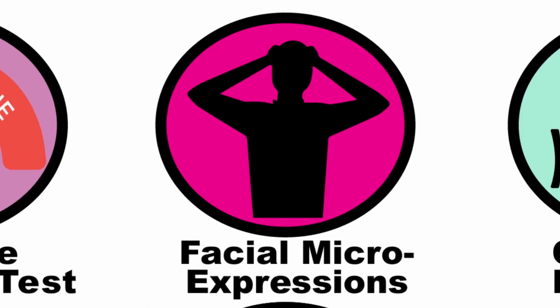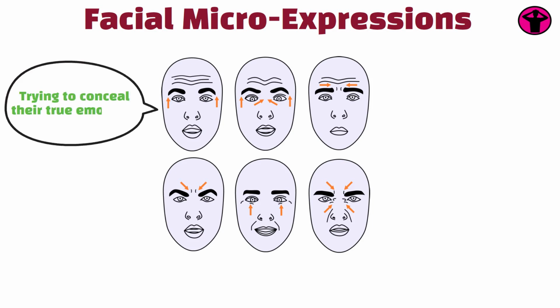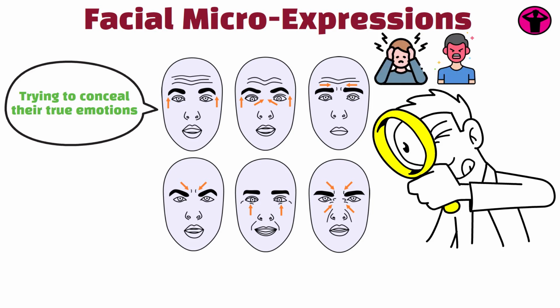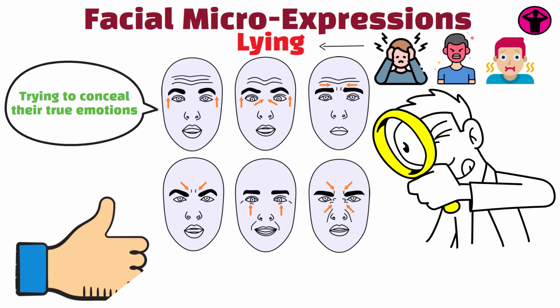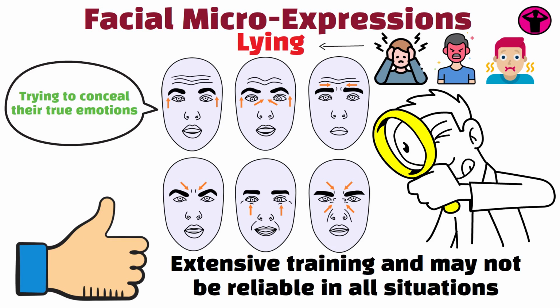Facial microexpressions. This method involves analyzing brief involuntary facial expressions that occur when a person is trying to conceal their true emotions. Trained observers look for these split-second expressions, which can reveal feelings like fear, anger, or disgust that might indicate lying. While this technique can be useful, it requires extensive training and may not be reliable in all situations.